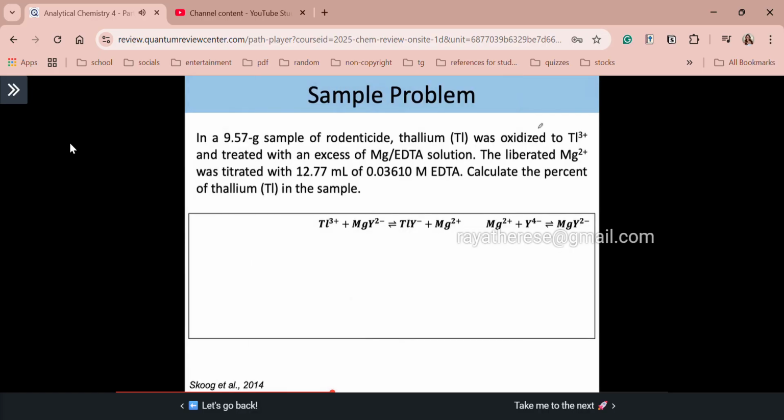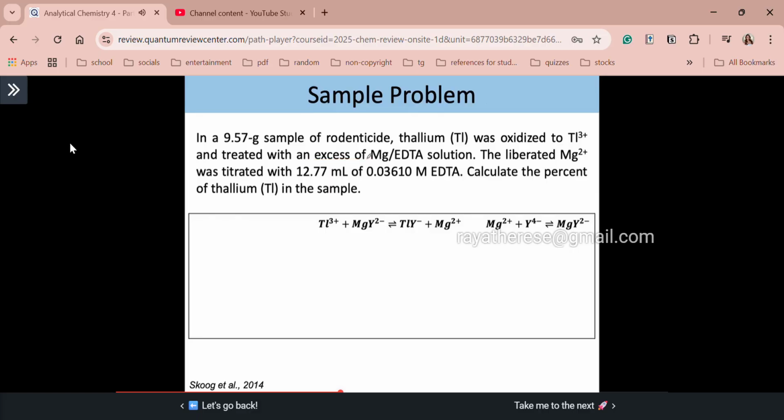Okay. So class, ito naman nasa manual. So nasa manual to, ito galing sa book ni Skoog. So let's read ha. In a 9.57 gram sample of rodenticide, thallium was oxidized to thallium-3 and it was treated with an excess of magnesium EDTA solution. Hala, pag ganyan class, alam niyo na ha, hindi given yung value. Bakit kaya ma'am? Okay. Liberated magnesium was titrated with 12.77 ml of EDTA. Calculate the percent of thallium in the sample.